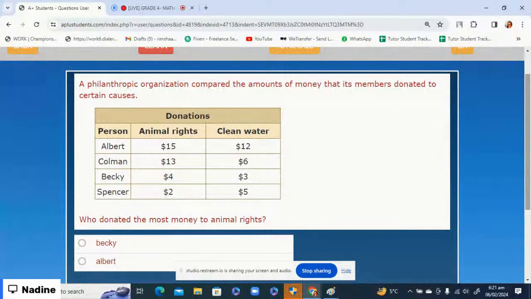Who donated the most money to animal rights? Check it out for animal rights. Who donated the most money? Albert, Coleman, Becky, or Spencer? Albert. Good. That is Albert.